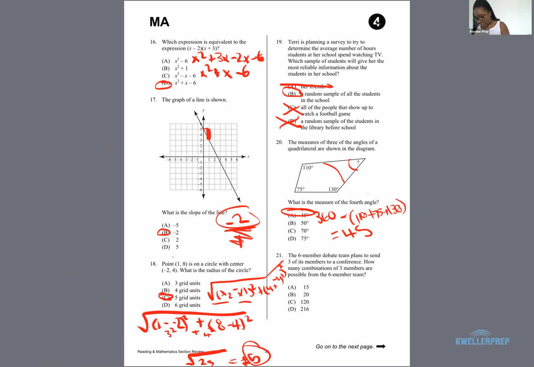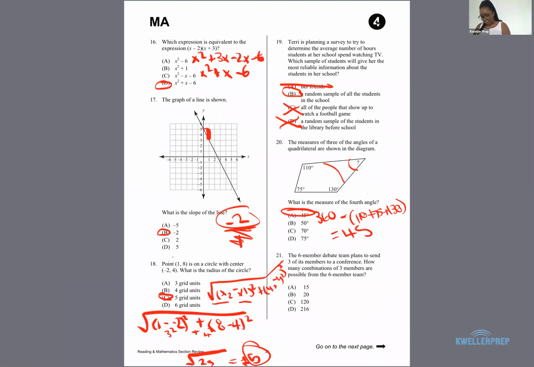You use combinations to calculate events where the order of the people, or whatever value, doesn't matter. So in this case, it doesn't matter. The order of the three members doesn't matter. What matters is that there are three members from the team. So that's why we know that this is a combination.